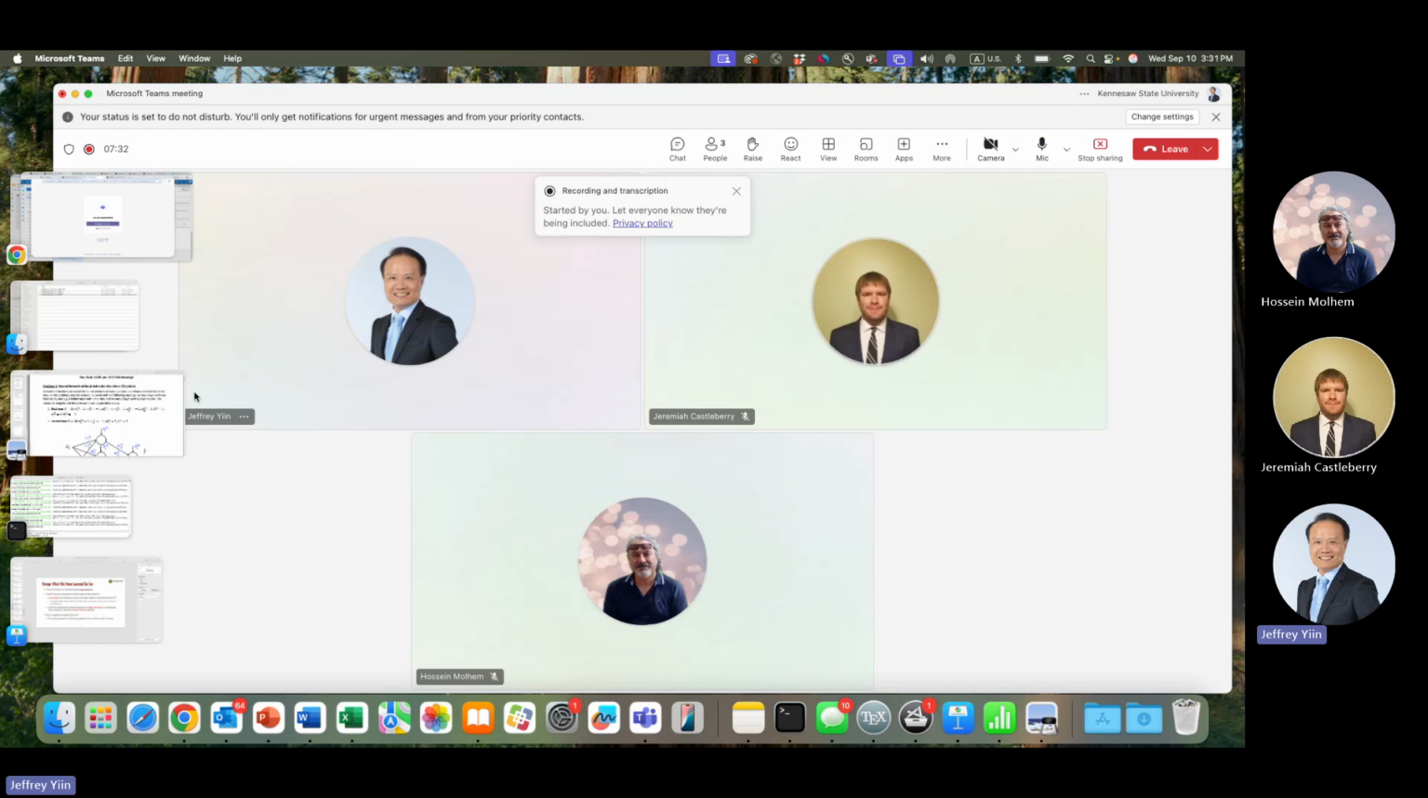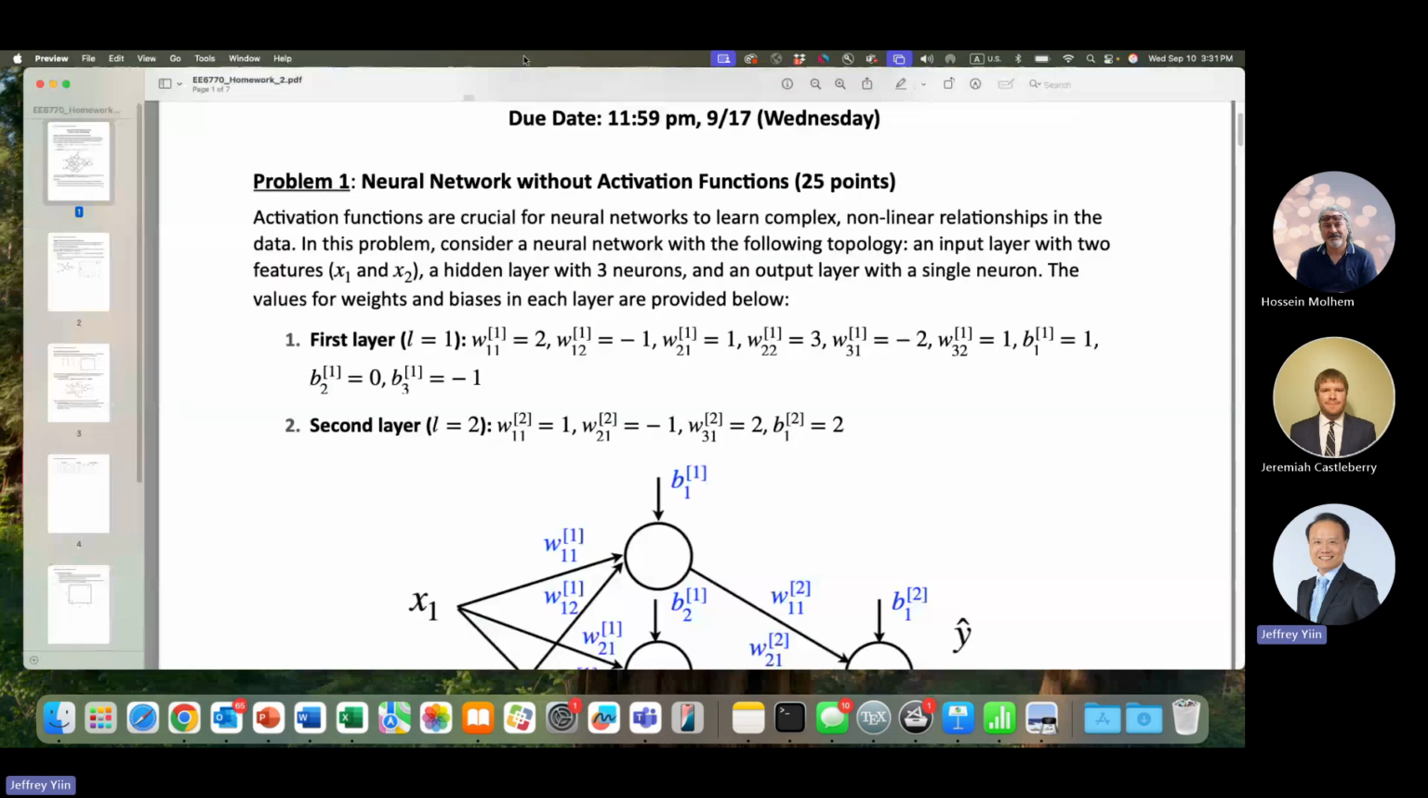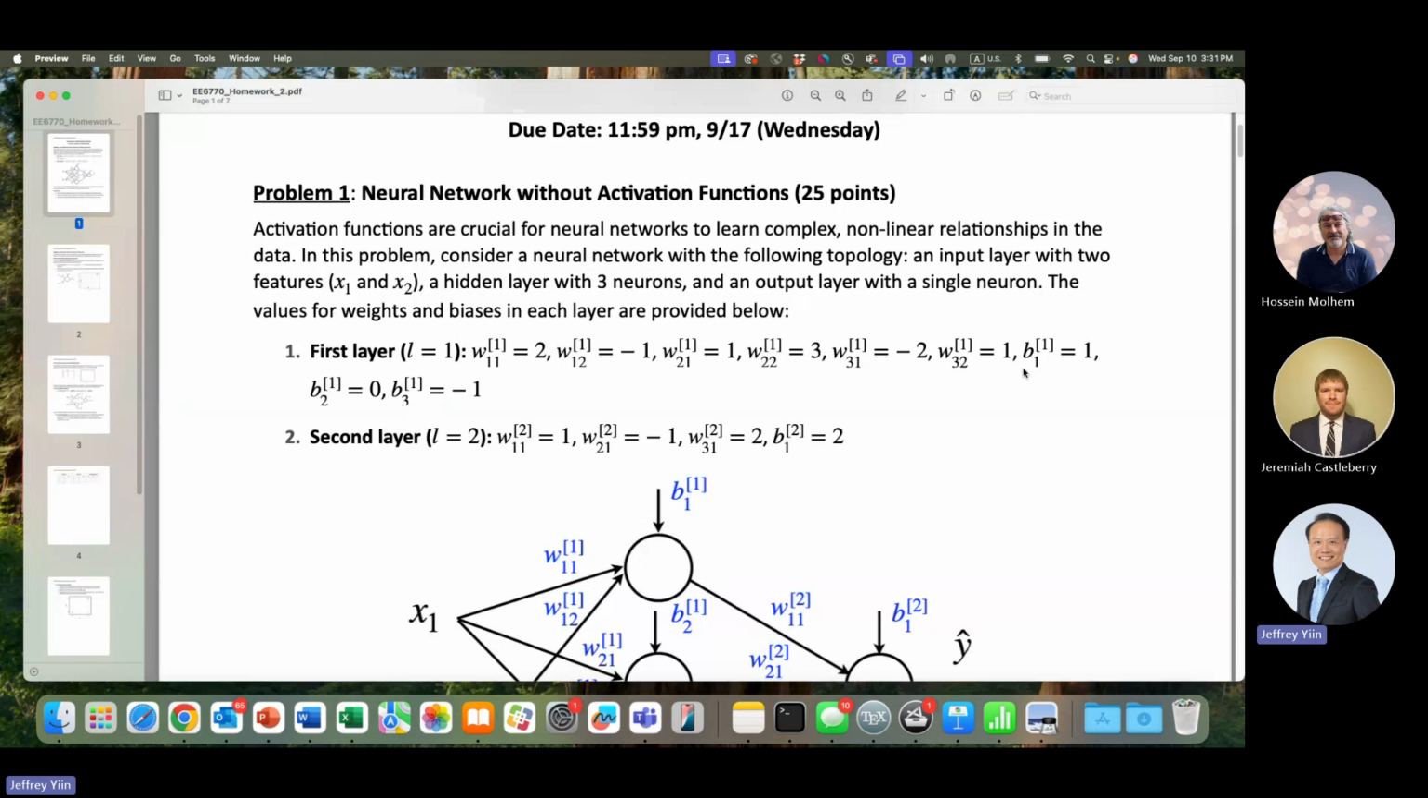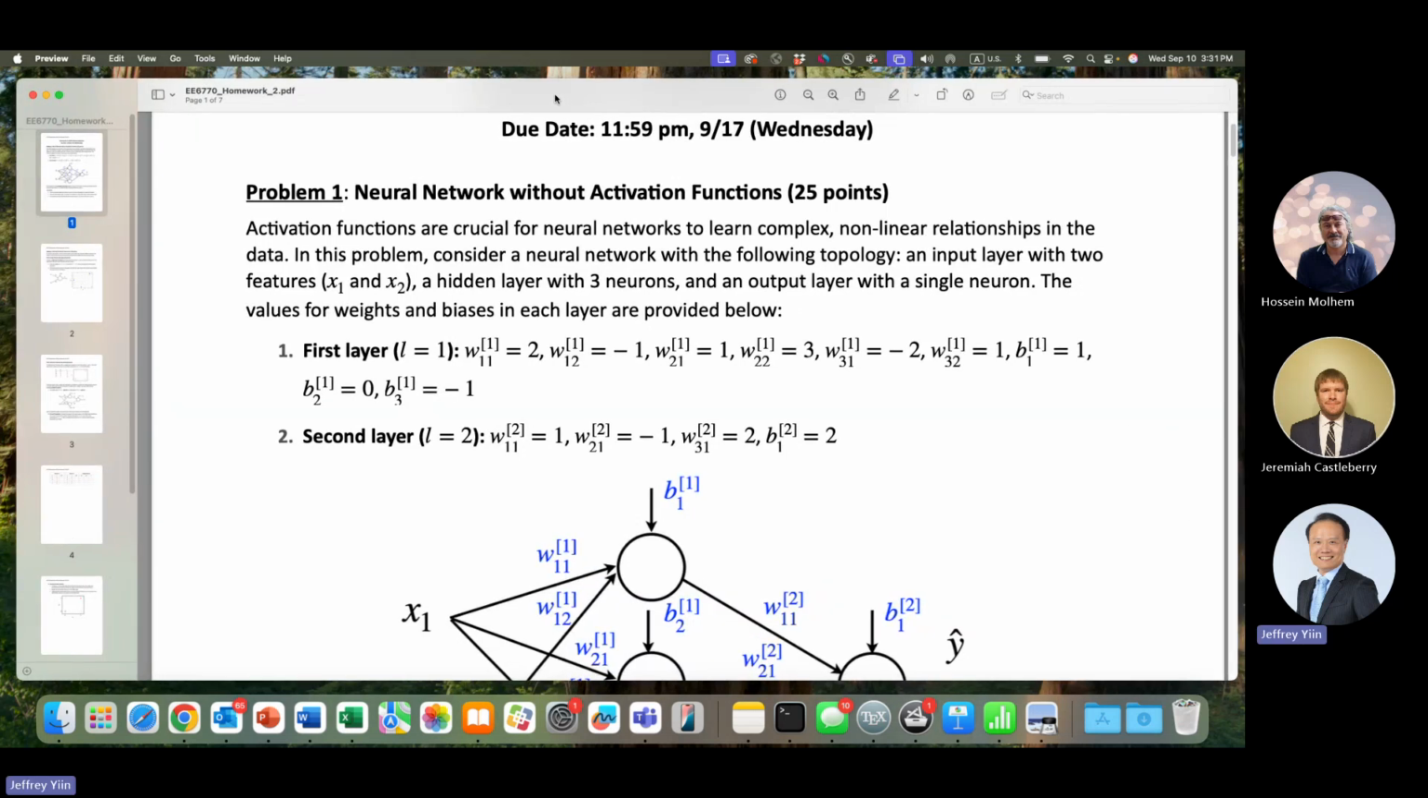I figure I will go over homework number 2 with you first, real quickly, just a few minutes to explain the motivation and give you some ideas what I'm looking for. Even though there are multiple pages in this problem set, it's actually pretty straightforward.